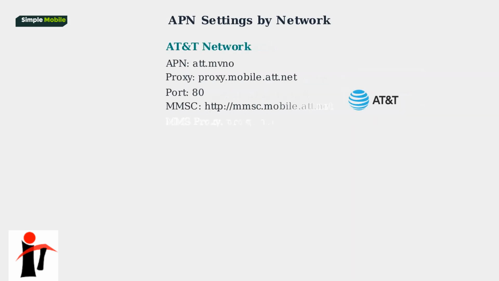For AT&T, APN equals MVNO, proxy equals proxymobile.net, port equals 80, MMS equals hmmc.mobile.net, MMS proxy equals proxy.mobile.net, MMS port equals 80. After entering these settings, restart your phone.